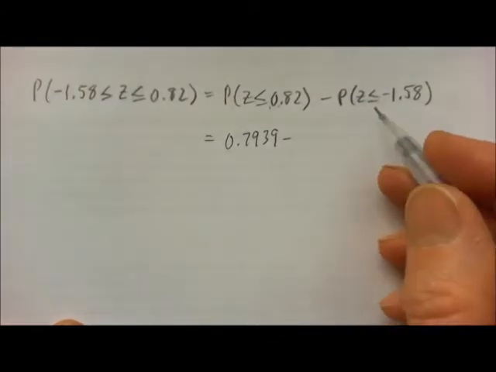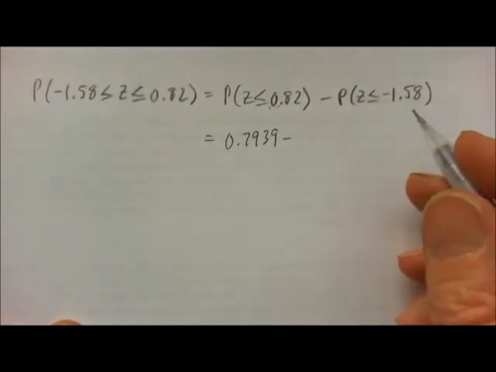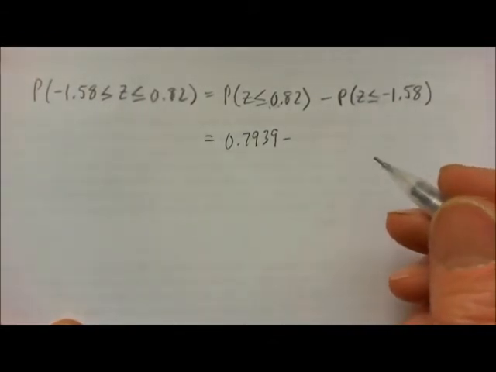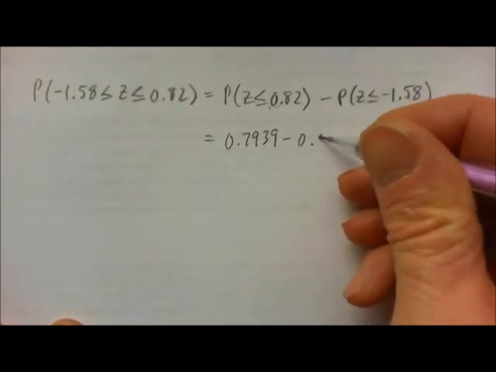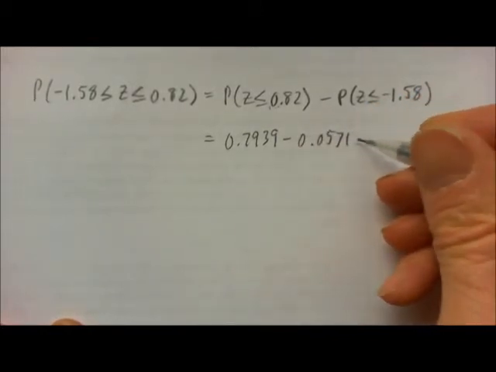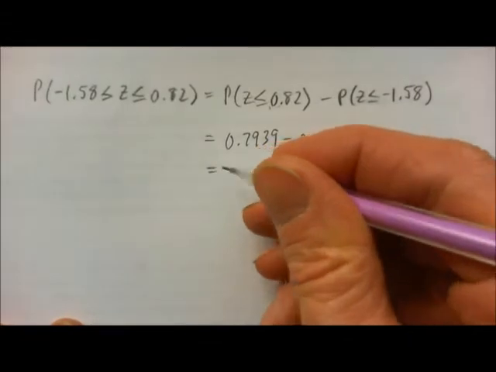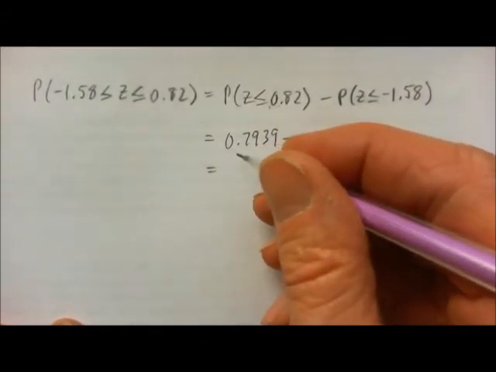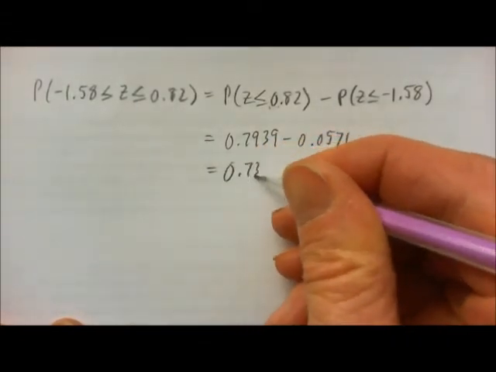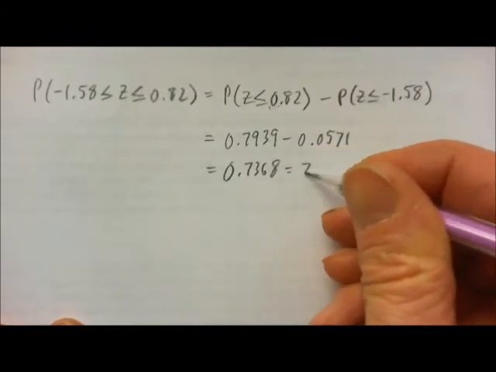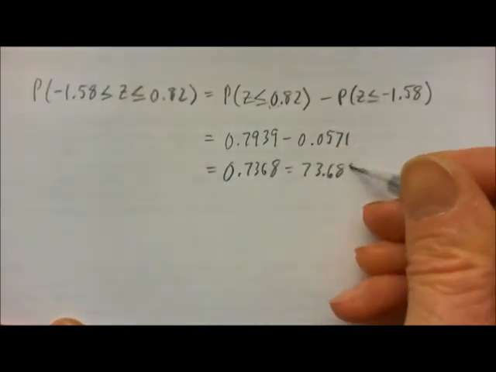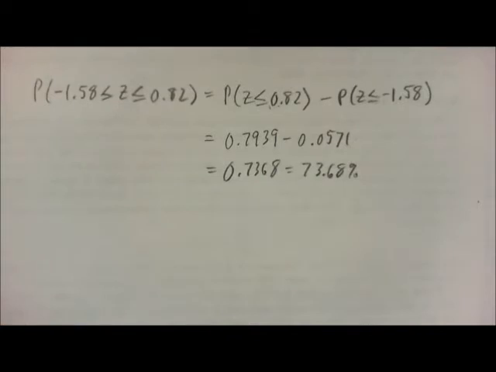And the probability that z is less than or equal to negative 1.58 is 0.0571. And the difference is then 0.7368, or 73.68%.